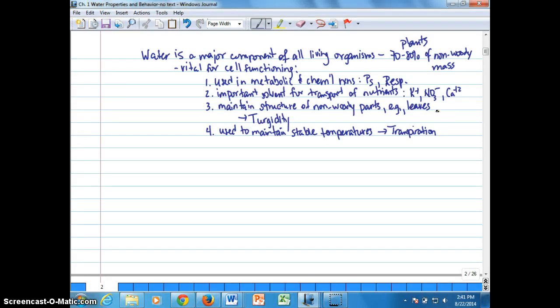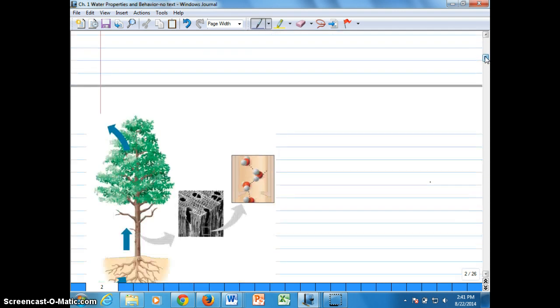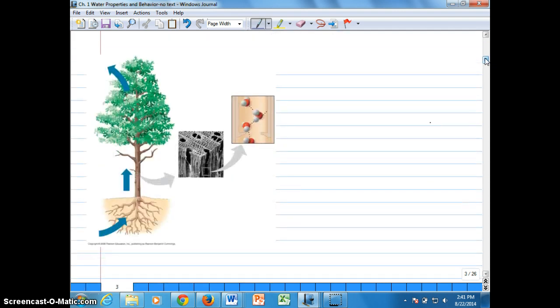All right, so we'll move from here then into the next slide here in the next video clip, looking at specific behaviors of water, starting with cohesive behavior. So we'll move into the next video clip for that.